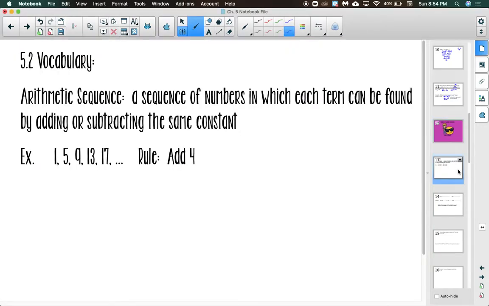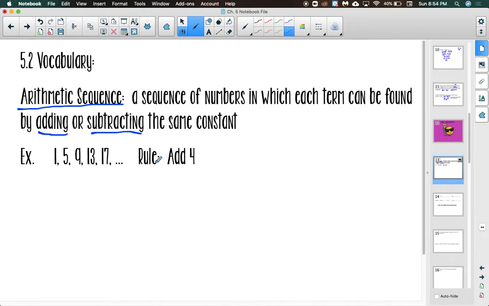Our first vocab word is arithmetic sequence. You may look at that and try and say arithmetic, and you'd be right, but this is an arithmetic sequence. It's a sequence that deals with arithmetic. The definition of an arithmetic sequence is a sequence of numbers in which each term can be found by adding or subtracting a constant. The same constant each time.